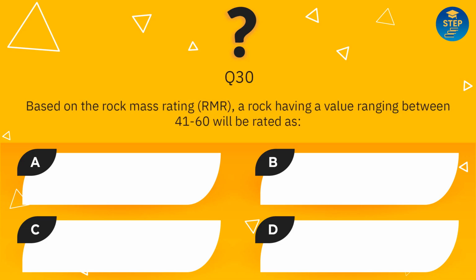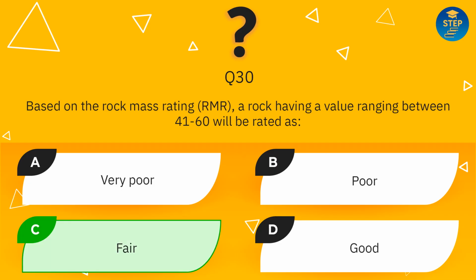Based on the rock mass rating RMR, a rock having a value ranging between 41 to 60 will be rated as very poor, poor, fair, good. Answer is fair.